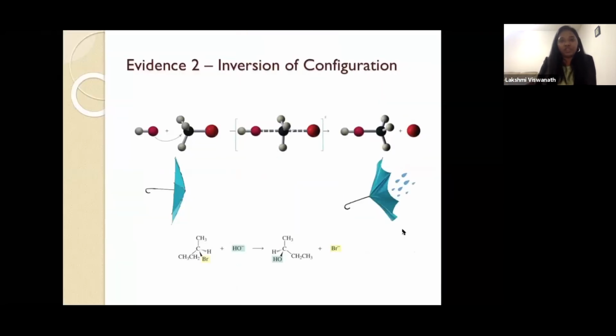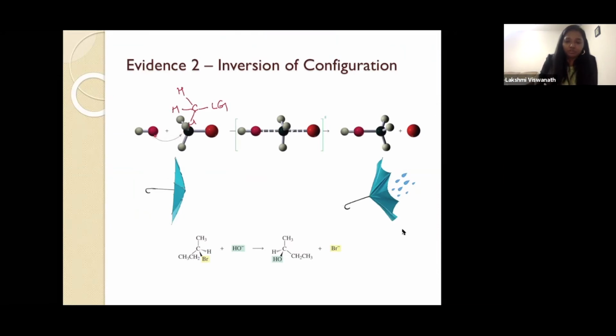The second piece of evidence they were able to get was the inversion of configuration. Now, when you take a chiral alkyl halide, there is going to be an inversion in configuration. Now, why should an inversion take place? Remember, the nucleophile is going to come and attack from the backside. As the nucleophile approaches this carbon right here, this carbon is going to have three CH bonds, or three hydrogens, and you have the leaving group.